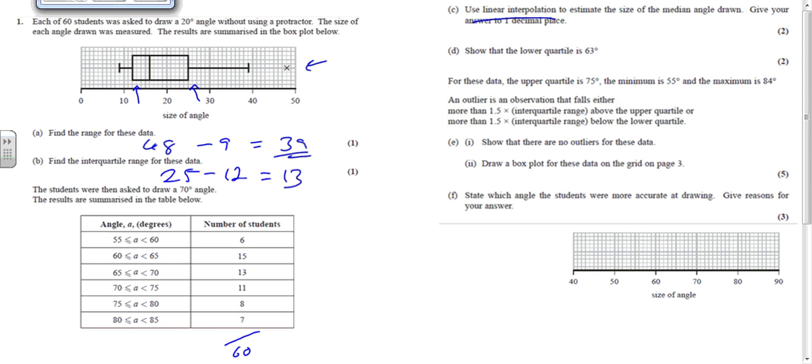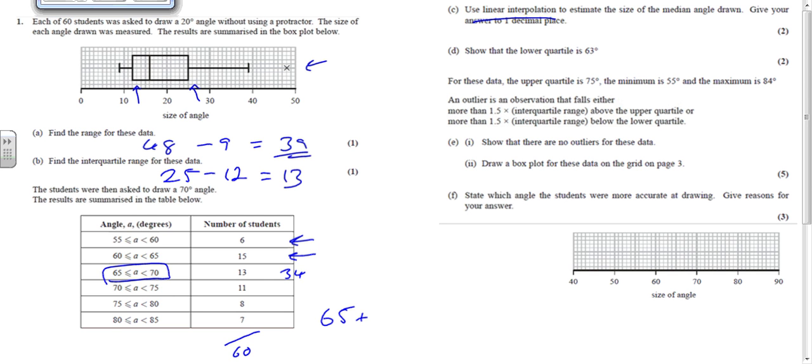So the 30th piece of data, the first 6 are here, the next 15 are here, so that's 21. So up to the 34th piece of data is here. So here is where the median lies. So we start off using the lower bound, which is 65.